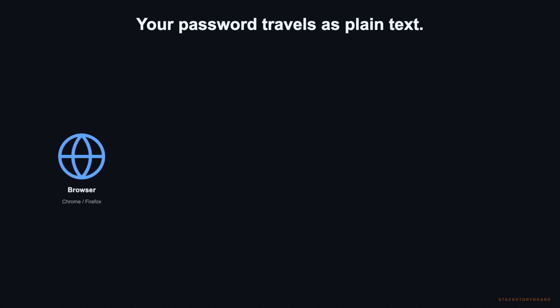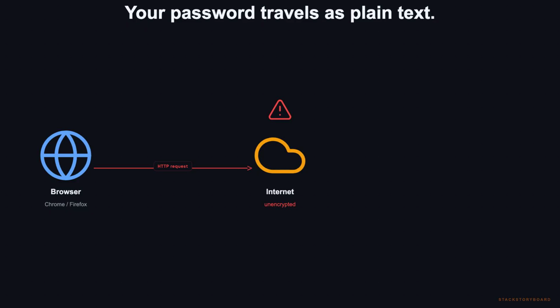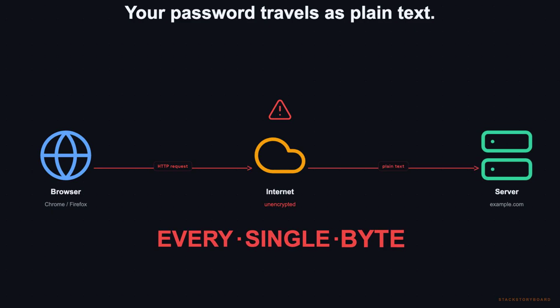Imagine typing your password into a login box and hitting enter. With plain HTTP, that password travels across the internet as raw, readable text. Any attacker on the same Wi-Fi or anywhere between you and that server can read every single byte. No encryption, no protection, nothing. That's the problem HTTPS was built to fix.